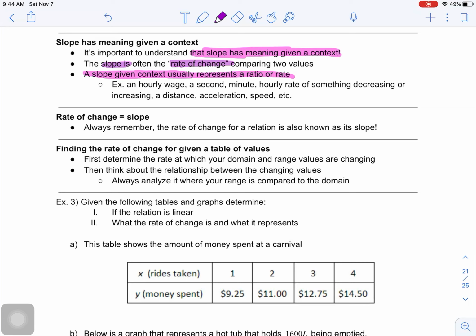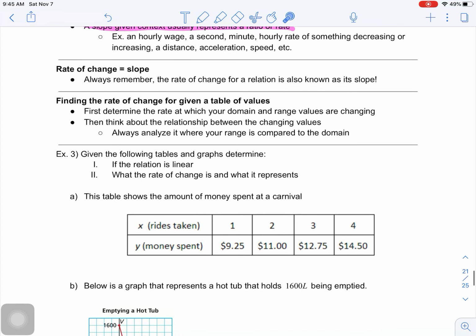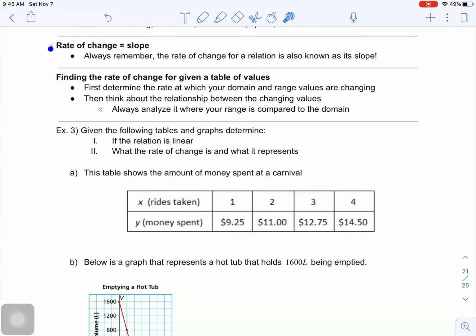Something to understand, and this is really important: slope is often referred to as the rate of change. Pretty much slope equals rate of change, and that's another way to think about slope. Now here are some examples of when slope has a meaning: an hourly wage, an hourly rate of something decreasing or increasing, an acceleration, a speed, sometimes your distance. So that's what rate of change is. Again, the rate of change equals slope. They're interchangeable.